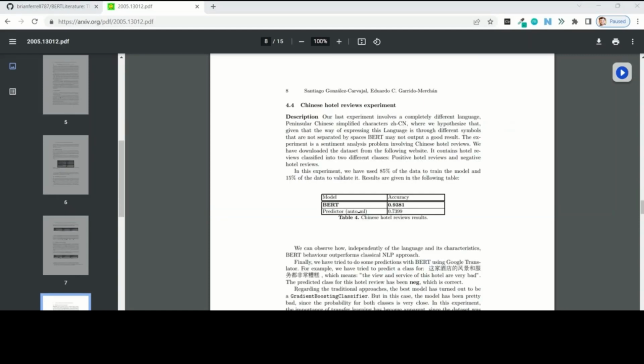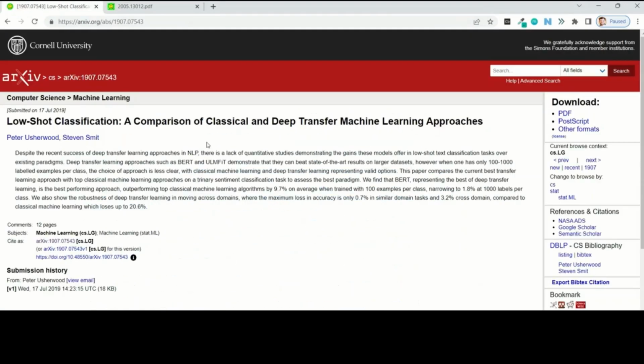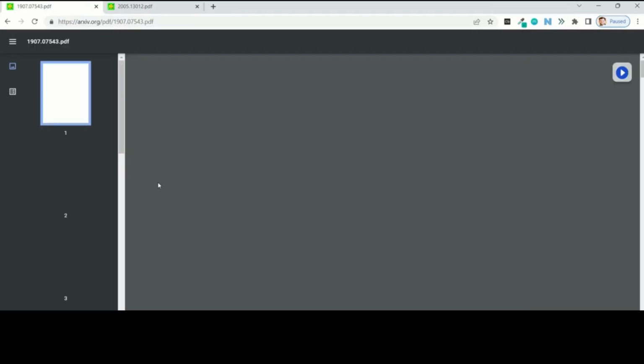The only thing about this paper that's missing in my opinion was just a breakdown of the data, and any sort of limitations of BERT that the authors might have discovered. They don't really mention anything about what learning rate they used or anything like that, which you should have in there. The next paper is BERT versus other machine learning methods for small data sets.